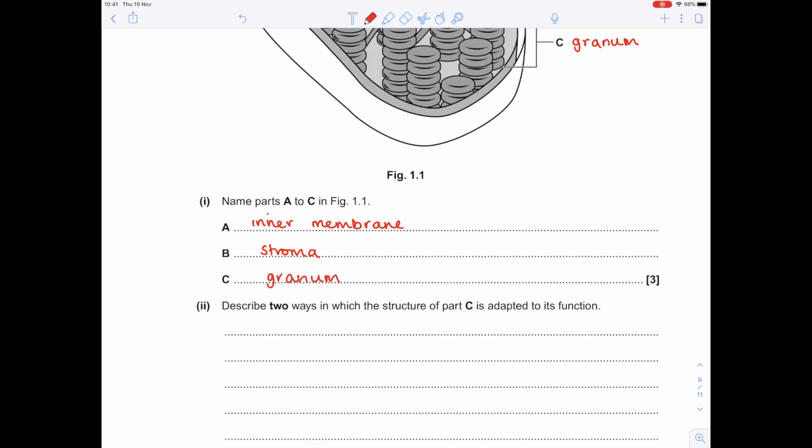Describe two ways in which the structure of part C is adapted for its function. So here we're talking about the thylakoid membrane. Remember I said previously that it has a very large surface area, and that enables it to absorb as much light as possible. It also contains that all-important pigment chlorophyll, chlorophyll A, as well as the electron transfer chain.